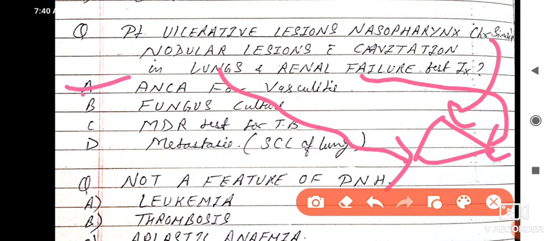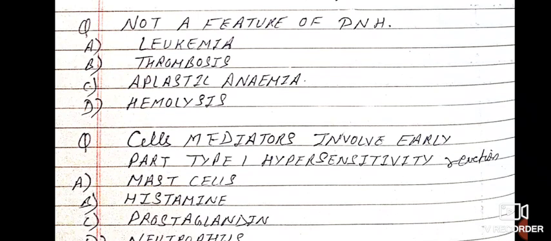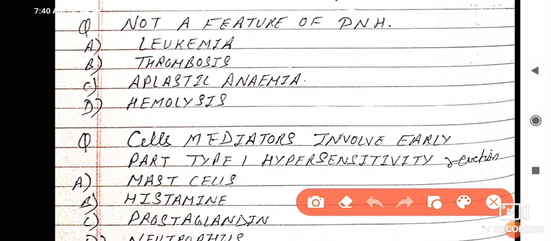This option is ANCA vasculitis, C-ANCA, and in Churg-Strauss there is P-ANCA. Okay. Now Churg-Strauss is what? Asthma with all Wegener's features. Okay, now which is not a feature of PNH. I already delivered a lecture on this in English and in Hindi also. In PNH we see thrombosis, aplastic anemia, hemolysis, but in later cases it can convert into leukemia also. If they ask not, the most suitable answer here is leukemia.